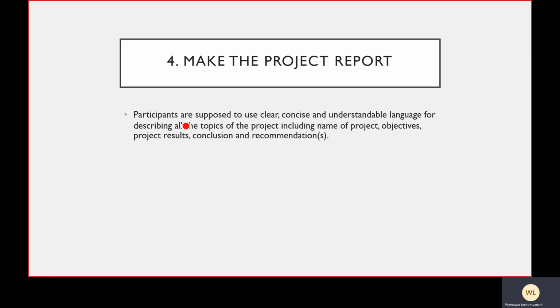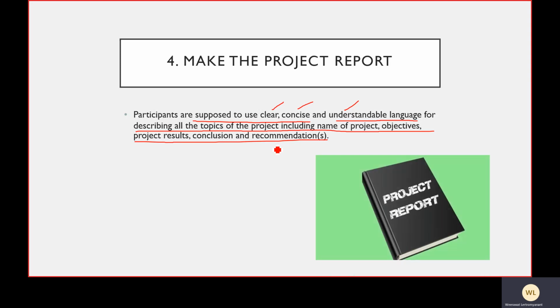Look at this. Participants are supposed to use clear, concise, concise means not too long, and understandable language. When you write a report you have to use clear language, concise, the language that is brief, not too long, and understandable language for describing all topics of the project, including name of project, objective, project result, conclusion and recommendation. This is a topic in your project report that you have to include when you finish the project in the community.